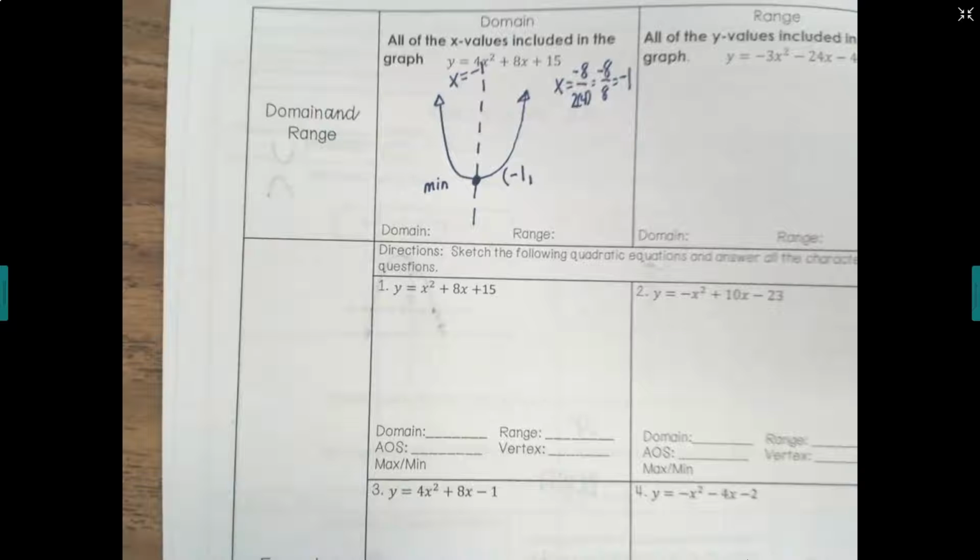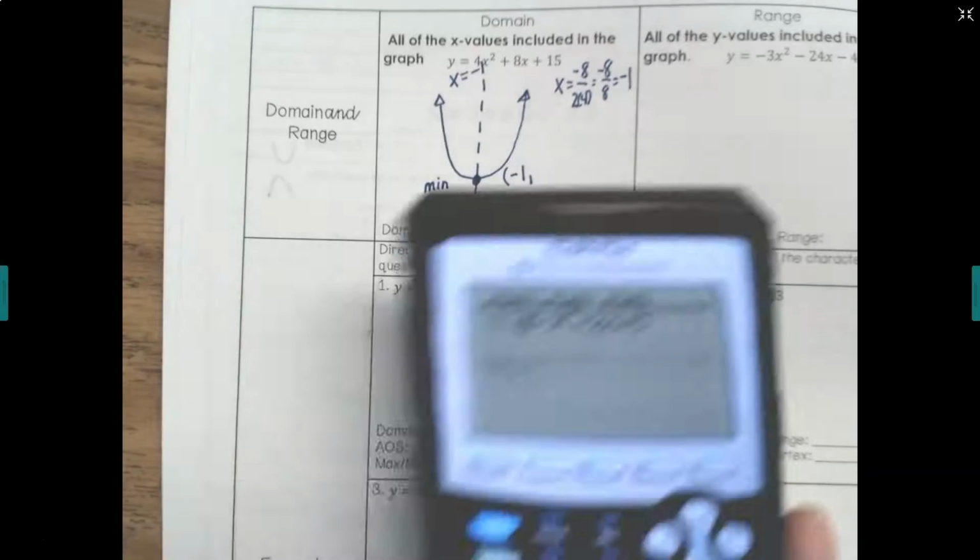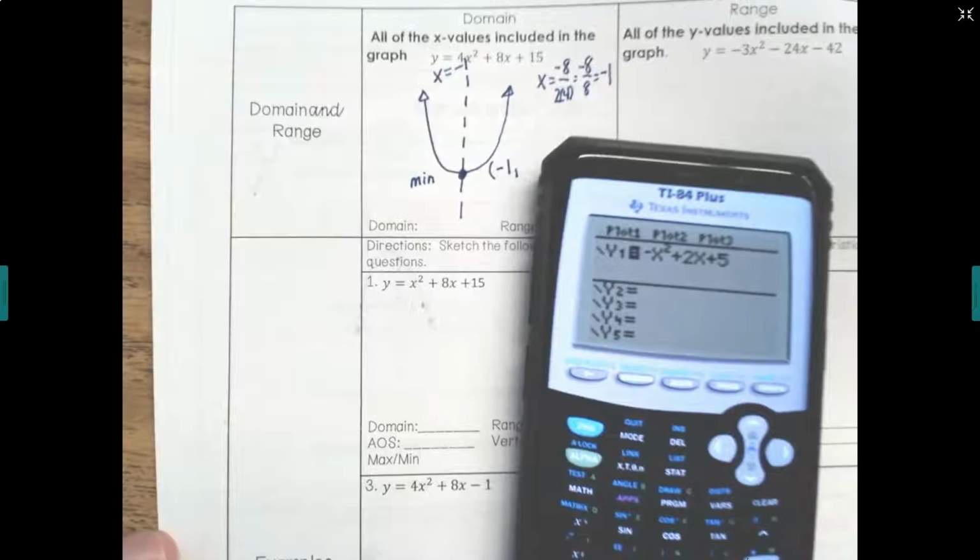Now how do we find the y value? All right, well let's take a look. So we're going to go back into our calculator, go back into y equals. You're going to go ahead and clear out anything that's in there.